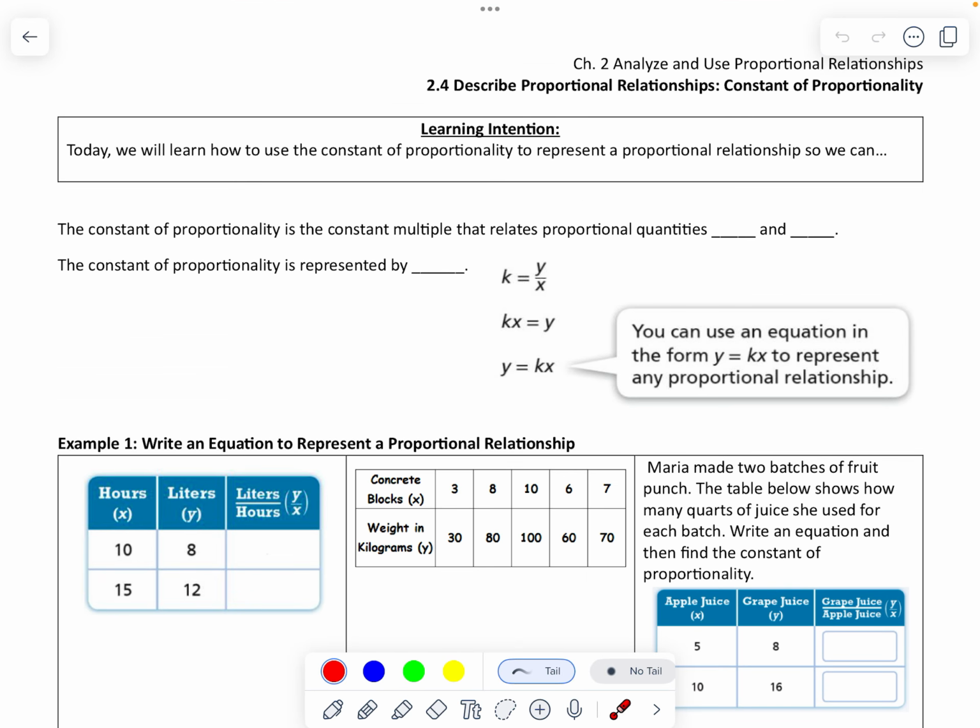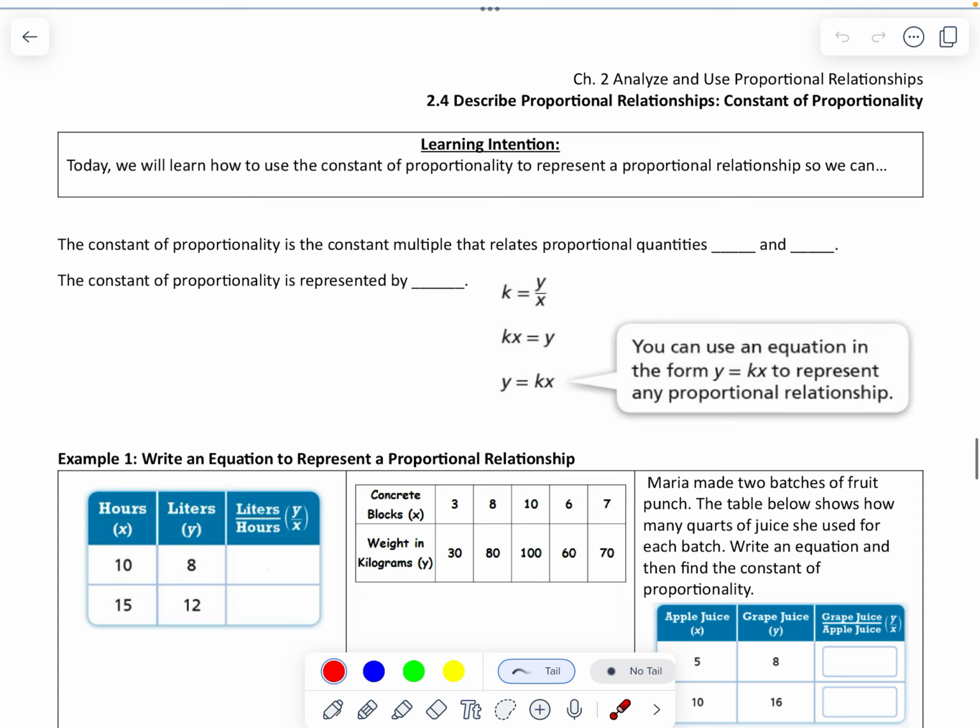Hello. Today we're going to be doing 2.4, which is describing proportional relationships and the constant of proportionality. So today we will learn how to use the constant of proportionality to represent a proportional relationship. This is everything that we've already been doing. The constant of proportionality is our unit rate that we've been finding the last few classes. Remember, unit rate, you just divide.